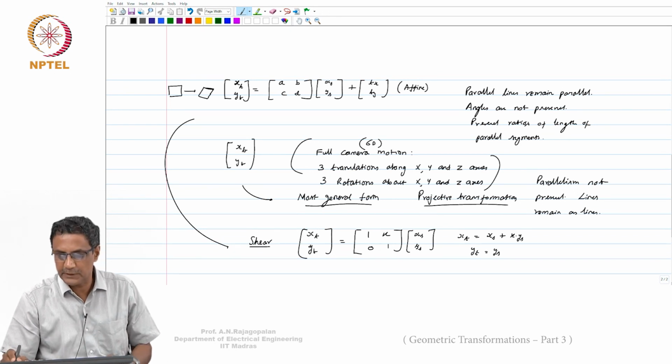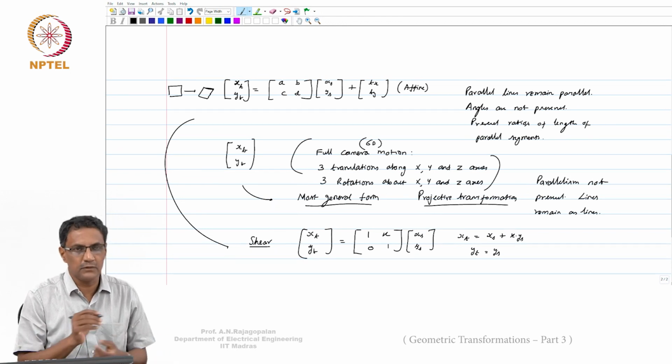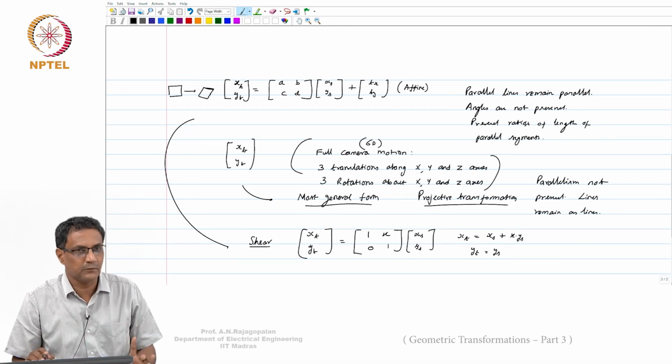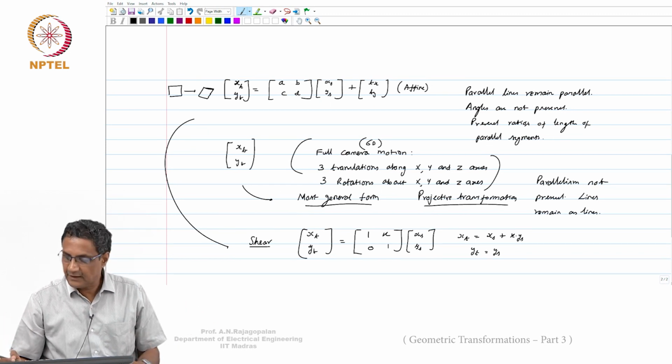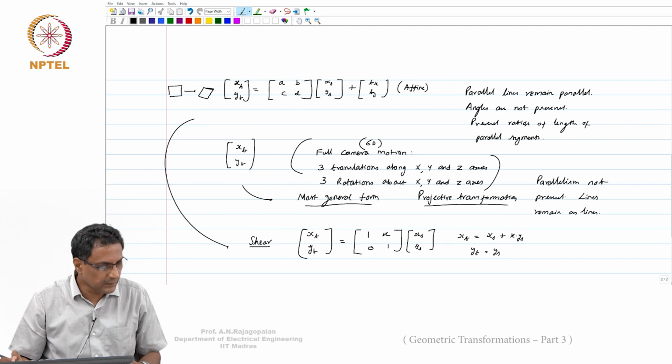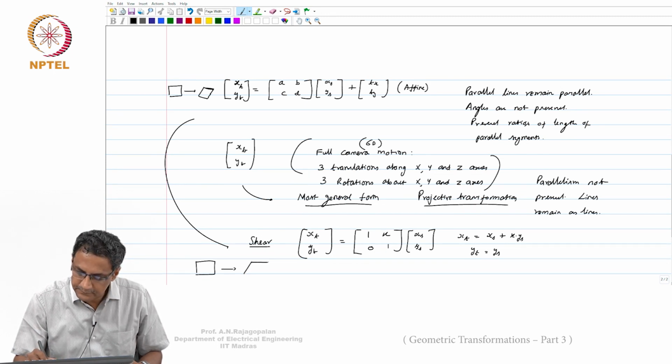So you see, this is a special case of that ABCD. K can be 1, K can be greater than 0, it can also be positive, negative, whatever. If K is 0, of course, then in that case it's not interesting. And this is in fact called an X shear. So what it will do is, it will take your square like this, and it will do this.